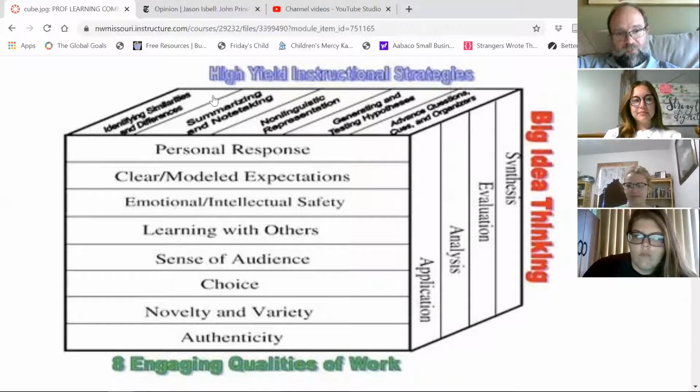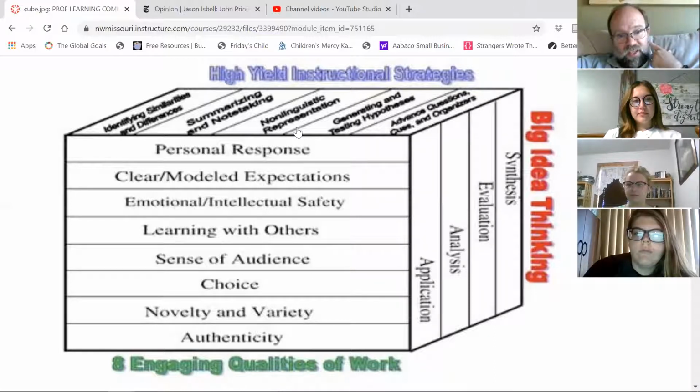If you look at the stuff on top, that's Marzano stuff that you've been learning in the curriculum instruction class. These are 5 of the 9 high-yield instructional strategies from Marzano. The stuff that's on the right side of the cube, the big idea thinking, synthesis, evaluation, analysis, application, that's all from Bloom's taxonomy. Those are the high-order thinking components of Bloom's taxonomy. And then the stuff on the front is from the researcher named Philip Schlechty. And we haven't done much with him, which is one of the reasons in this class that you're focusing on those specific qualities of engaging work in the observations that you're doing, okay?